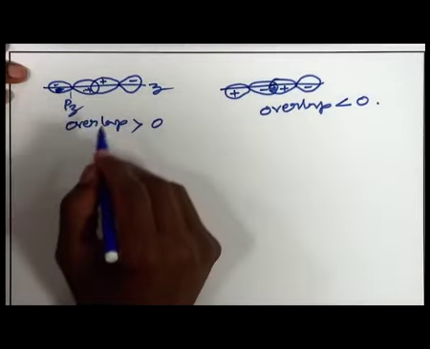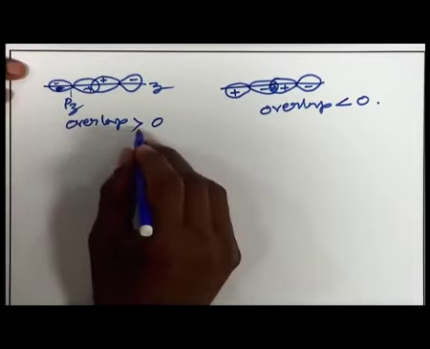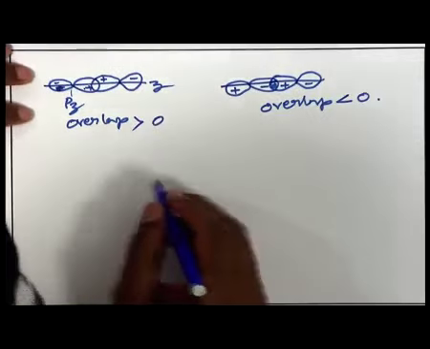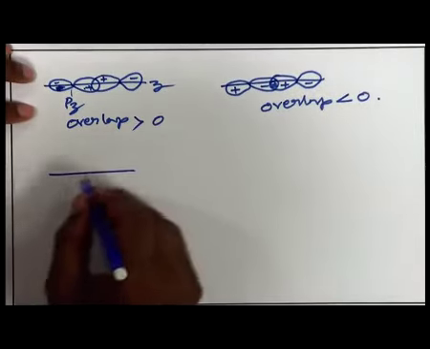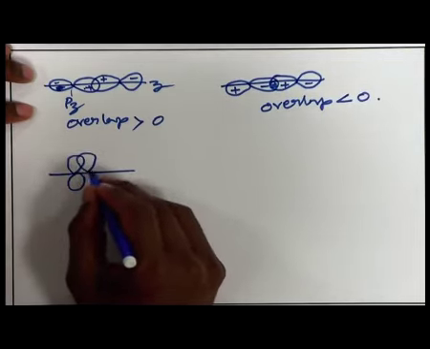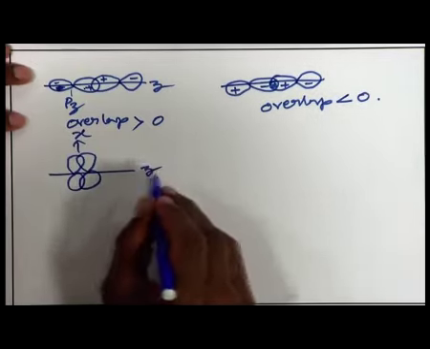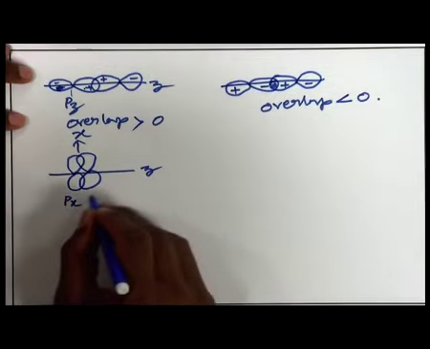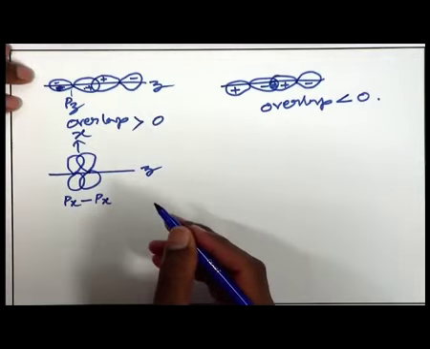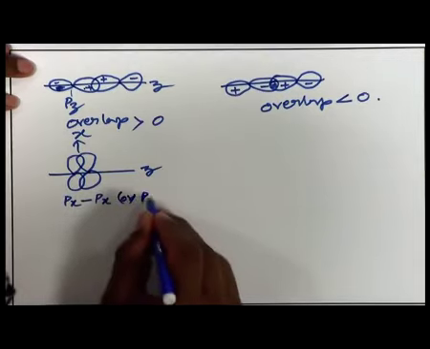Here both are positive, such an overlap will give a bonding situation. That is why overlap is greater than 0. Now, p orbitals can also overlap in this way. This is the x axis, this is the z axis, this is a p x orbital, this is another p x orbital, or you can also have a p y orbital.